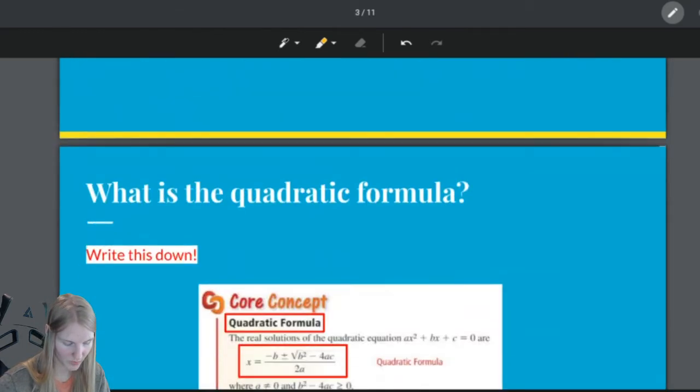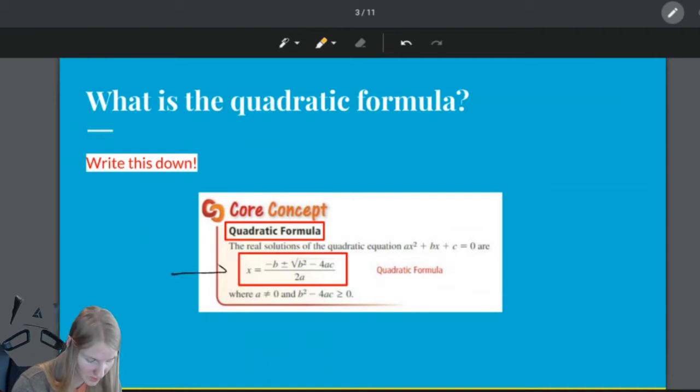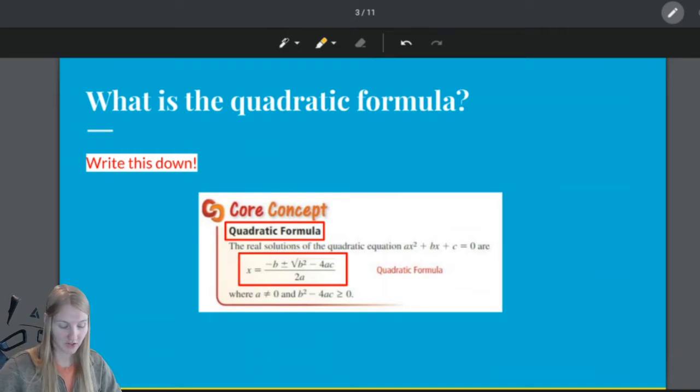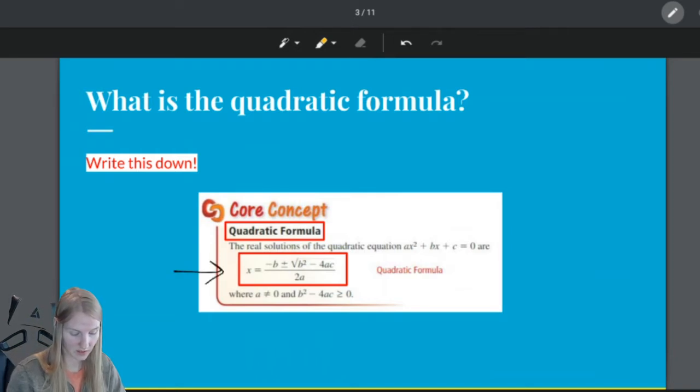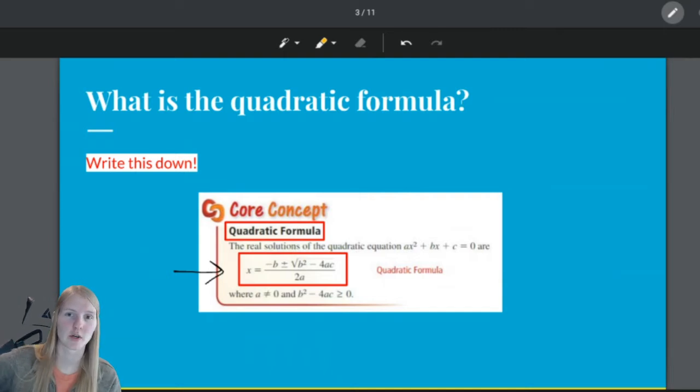Okay, so let's jump right into it. What is the quadratic formula? Well, the quadratic formula is this red box right here, so please put this in your notes. Pause the video if you'd like, put it in your notes. Now, this is big and this is ugly. I don't expect you to memorize it, but here is an easy way to memorize it.